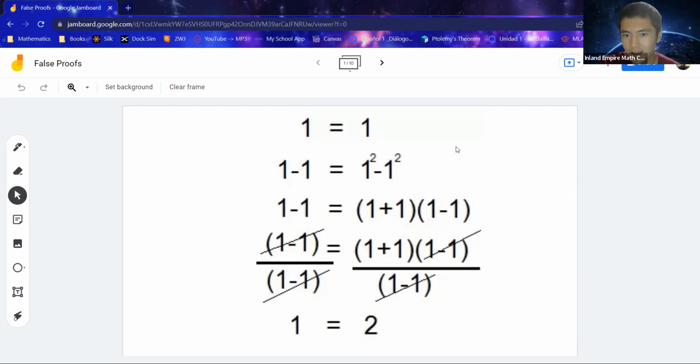All right, so the first one is very simple. It's a demonstration of a very simple concept, but let me go over the proof real quick. So we start with 1 equals 1, right? And we know that if we subtract 1 from both sides, the two sides of the equation remain equal. So therefore, we subtract 1 from both sides.